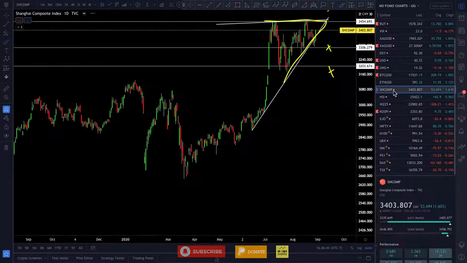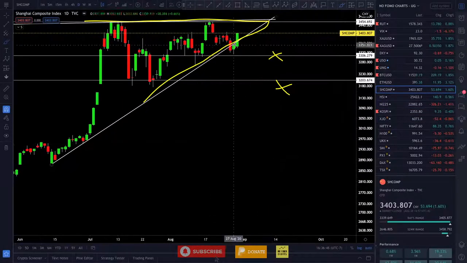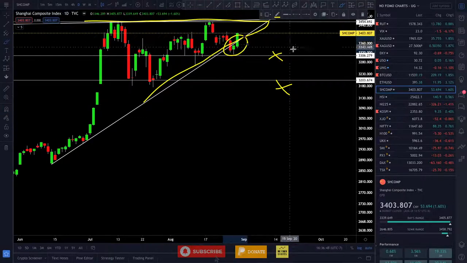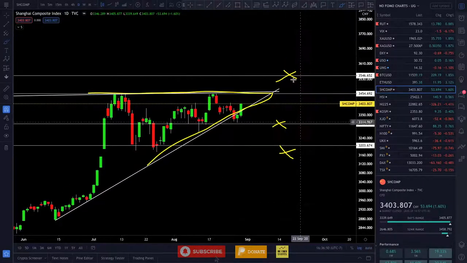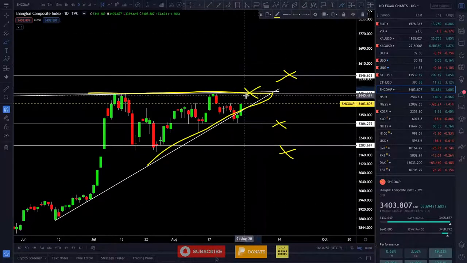Okay, last one, we'll just very quickly look at Shanghai Composite. So finding support here, there's a Morningstar candle pattern, so the bullish breakout target would be 3455, 3500 to the top side, okay? Very, very simple. All right, now we're going to Bitcoin.